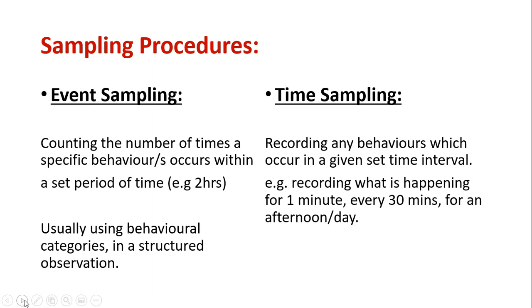Time sampling is where you record behaviours in a given time interval. So for example, you're doing an observation generally for 6 hours, and then every 30 minutes you record everything that happens within a minute's period. So time sampling is looking at recording behaviours in a specific time frame. Time sampling tends to be used when the observation is longer, where you might not be able to see all the behaviours or record all the behaviours over a long time period. Event sampling tends to be used during a shorter time period, or if an observation is more structured.